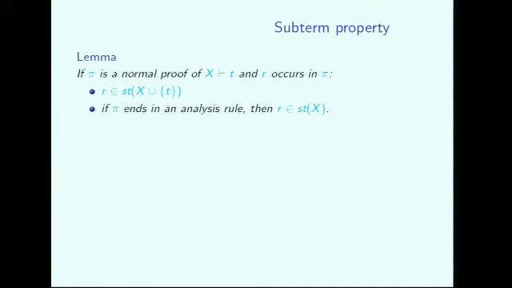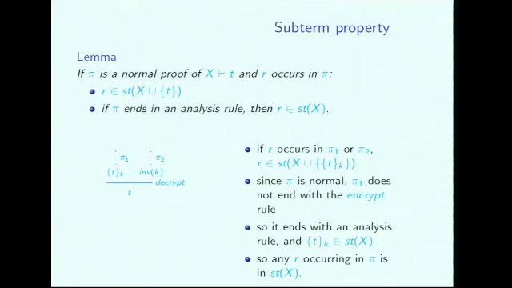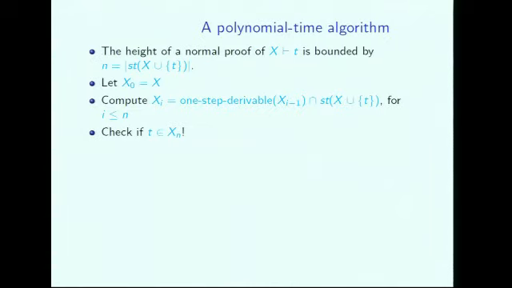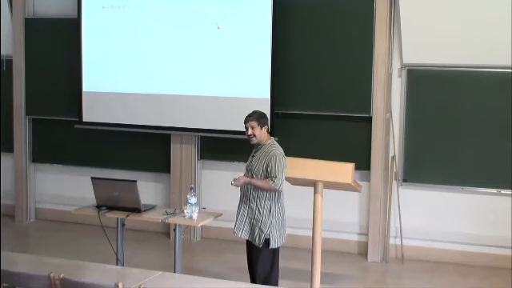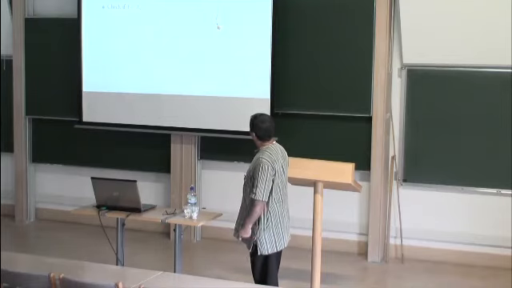As I said, I'm not going to go into the subterm property that you use. In this very simple system, it is extremely easy to prove. Normal proofs are those where you have this subterm property, and you can use it to get a polynomial time algorithm. This is the basic idea. In general, the height of a normal proof is bounded by the number of terms you have, and therefore you can start with a given initial set of terms and keep repeating what you can get in one step via normal proofs, and then compute whether you have got your term or not.